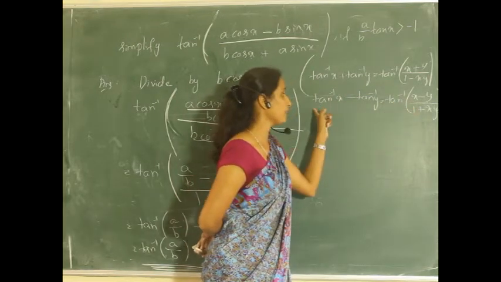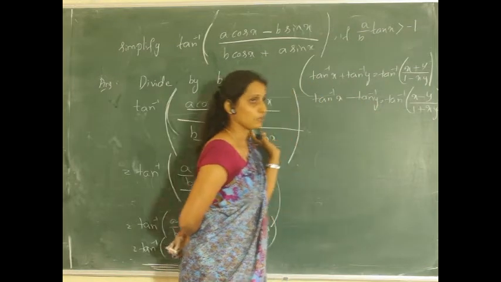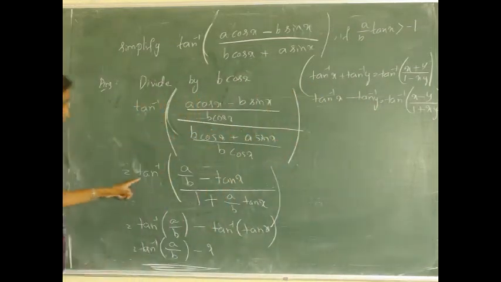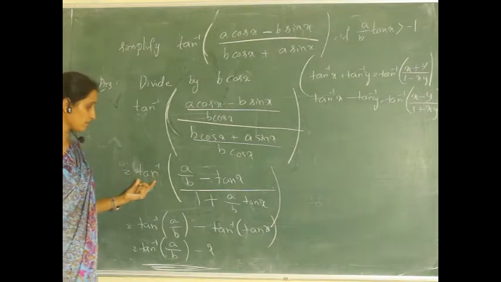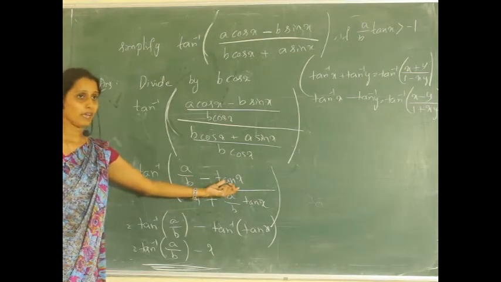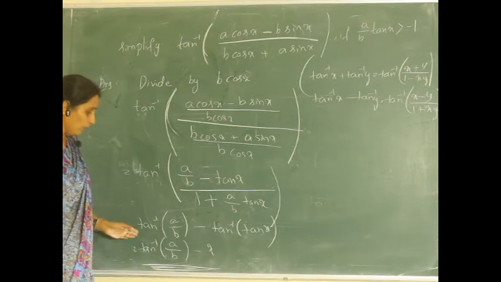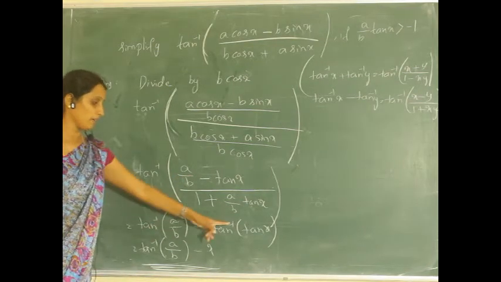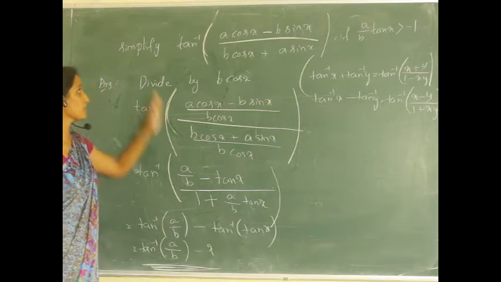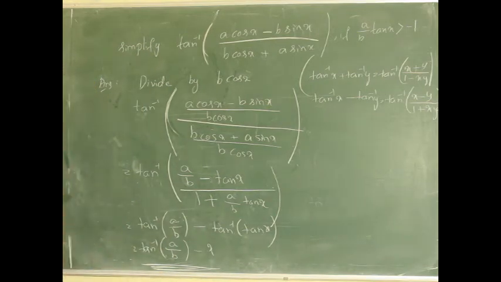So what is the left hand side of tan inverse x minus tan inverse y? So here tan inverse of a by b minus tan inverse of tan x. Tan inverse of tan x. So tan inverse and tan can be cancelled. So we are getting only tan inverse of a by b minus x. So this is the simplest form of this problem.